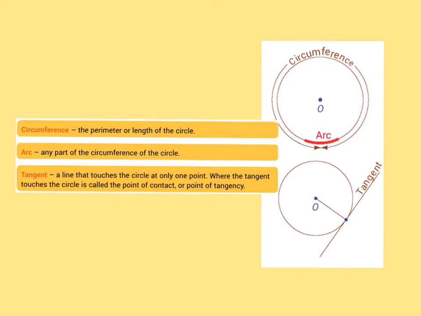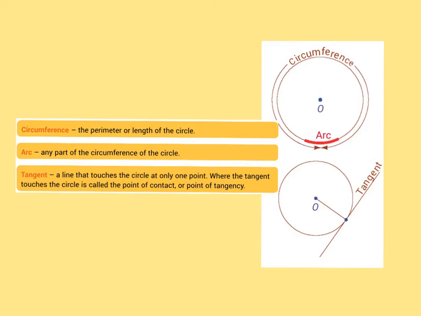Again, just want to give a little recap on this. You can fast forward the video if you're happy enough. Circumference is the perimeter, the length of the circle. When we're looking at area and volume, we'll be looking at the area of a circle, and we'll also be using the formula for the circumference. An arc is any part of the circumference of the circle, so it can be something like this.